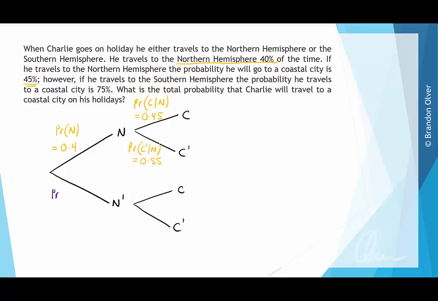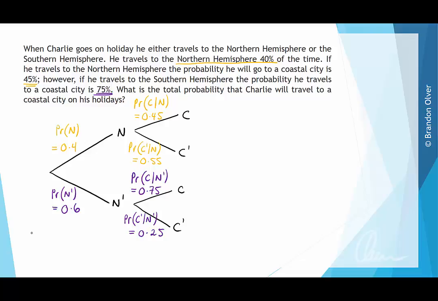For the bottom of the tree, if he is going to the southern hemisphere, so the complement of the northern hemisphere, that must add up to 1. So we have 0.4 plus 0.6. So there's a 60% chance that he goes to the southern hemisphere in his holidays. And then the probability of him going to a coastal city, given that he has not gone to the northern hemisphere, is 0.75. So that comes from this part of the question here, which means that the probability of him not going to a coastal city, given he didn't go to the northern hemisphere, is equal to 0.25.